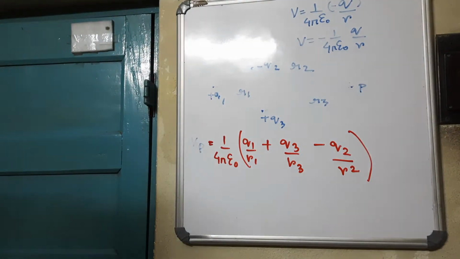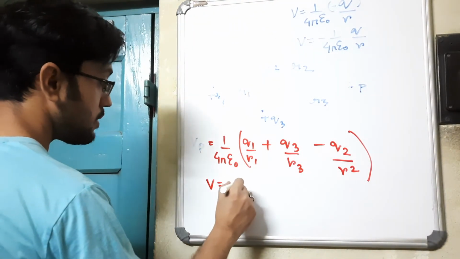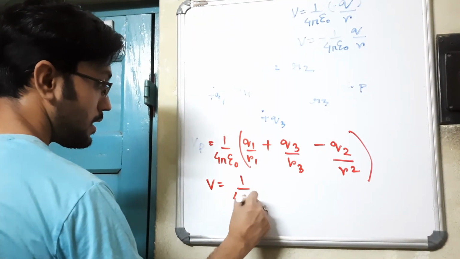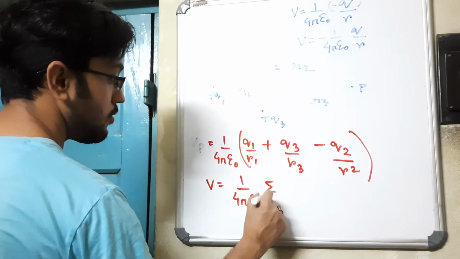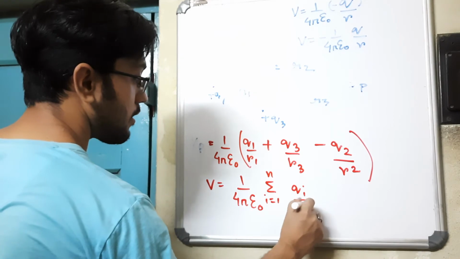Now this expression that I showed, the example that I gave, is valid for 3 charges, because in my example I took 3 charges. But if I have more than 3 charges, say if I have n number of charges, it would be equally valid. So in that case the total potential would become 1 by 4 pi epsilon naught, sum over i from 1 to n, Qi divided by Ri.